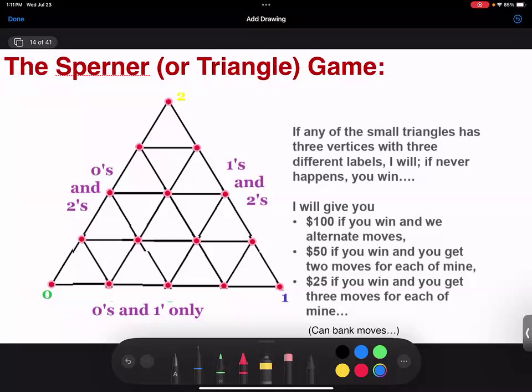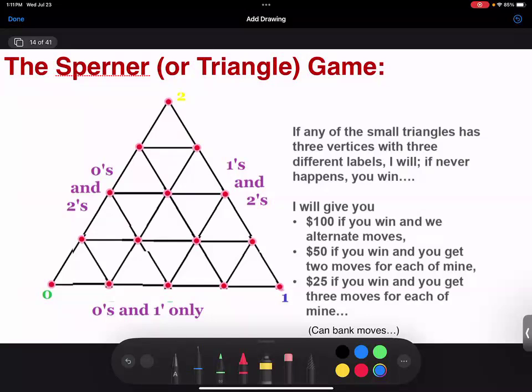So here's how the game works. Because I am a good number theorist, I start counting with 0. So I will label the vertices 0, 1, and 2. And then I'm going to subdivide my triangle into smaller triangles. And on the bottom, I can only use 0s and 1s. On the right side, I can only use 1s and 2s. And on the left side, I can only use 0s and 2s. In the interior vertices, I can use any number. You can use any number.